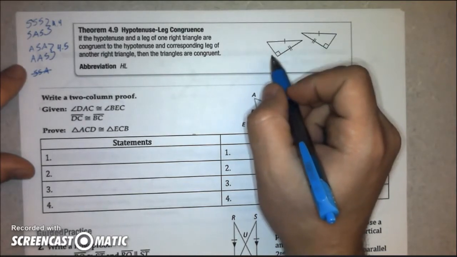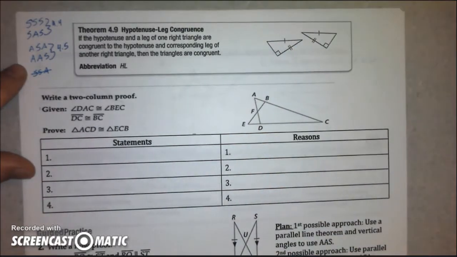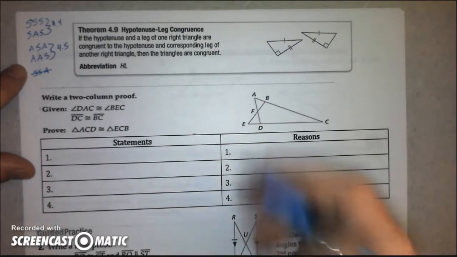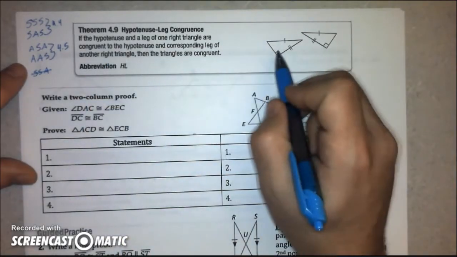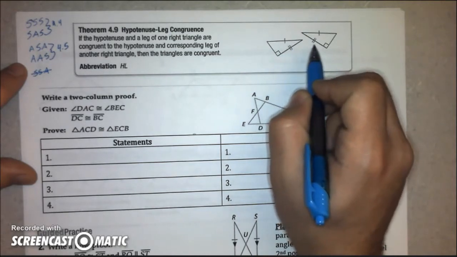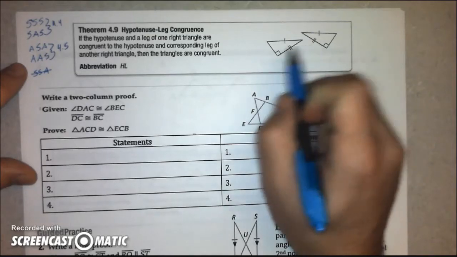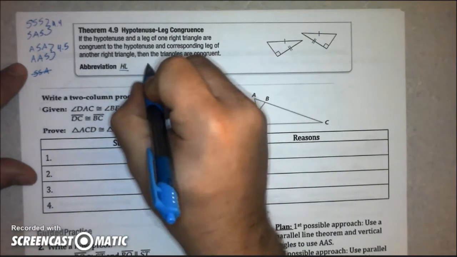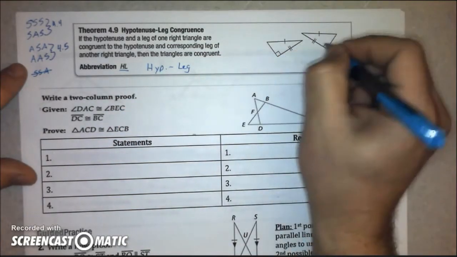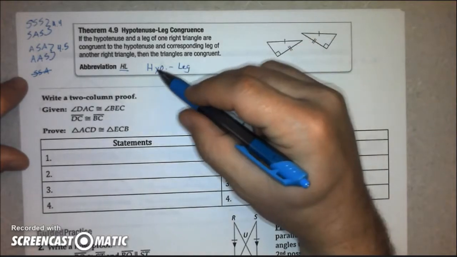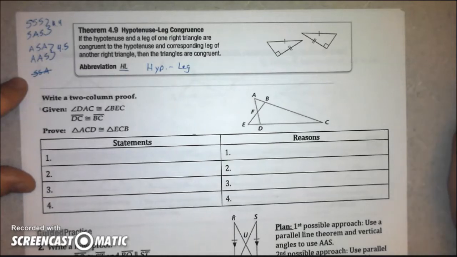And in right triangles, you have parts of the triangle called the legs and the hypotenuse. And if we have a right triangle, and only in a right triangle, we can say if the hypotenuse and leg of one triangle are congruent to the hypotenuse and corresponding leg of another right triangle, then the triangles are congruent. We call that HL, or hypotenuse leg congruence. But they have to be right triangles, otherwise you don't have sides that can be called hypotenuse and leg. Okay, so we will use that in this lesson also.